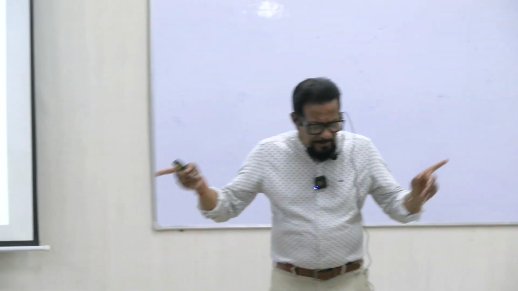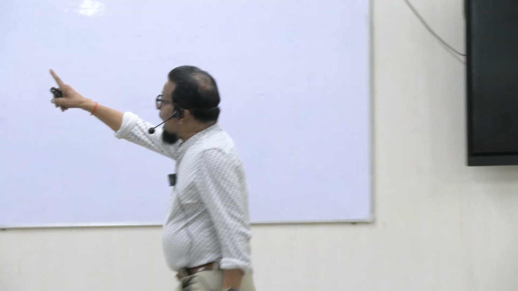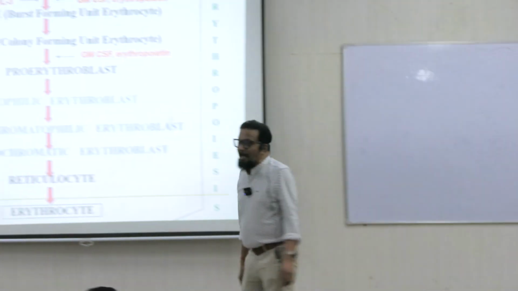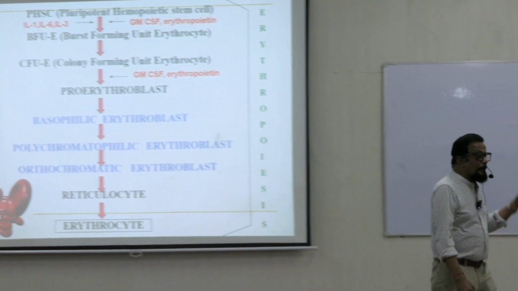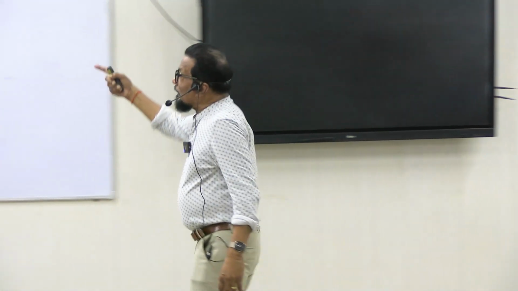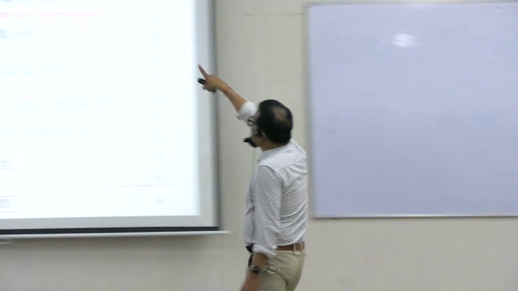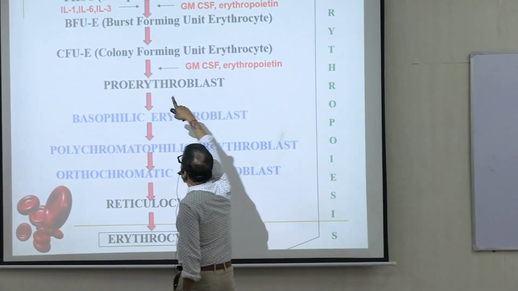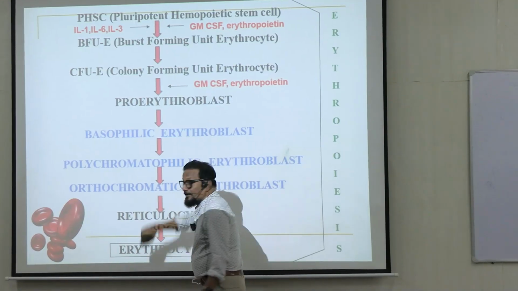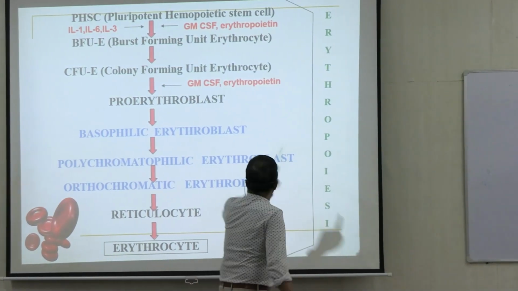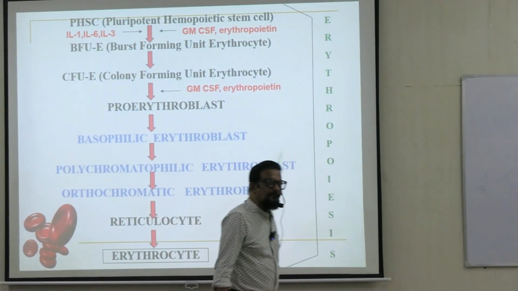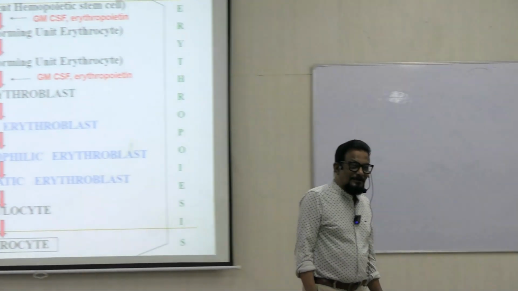Many types of interleukins are there, but here only IL-1, IL-6 and IL-3 will be involved. They will give stimulation to divide first. As a result, these hemopoietic stem cells will rapidly form the burst-forming unit, erythrocyte. And then they will produce the CFU, colony-forming unit, erythrocyte.